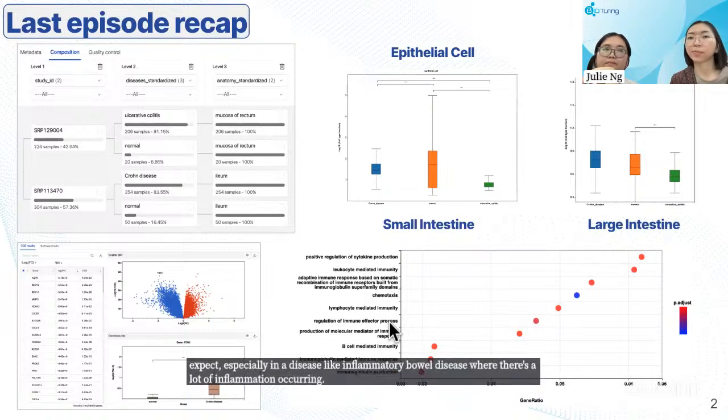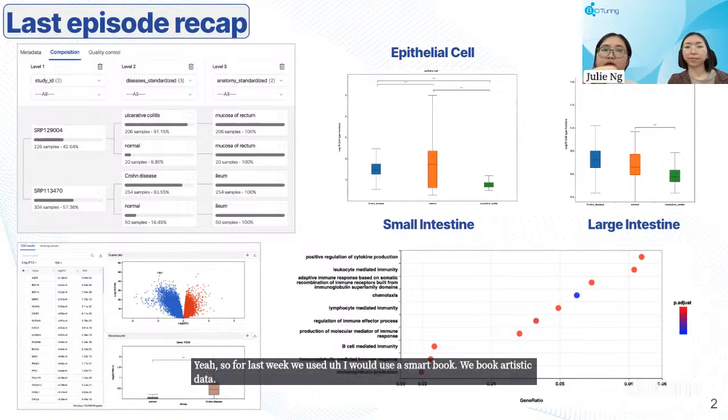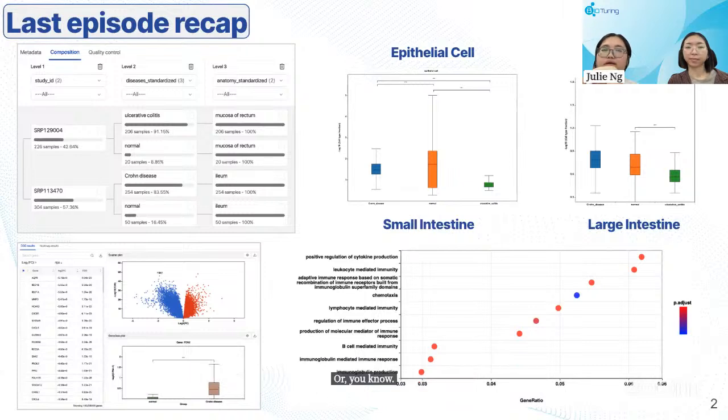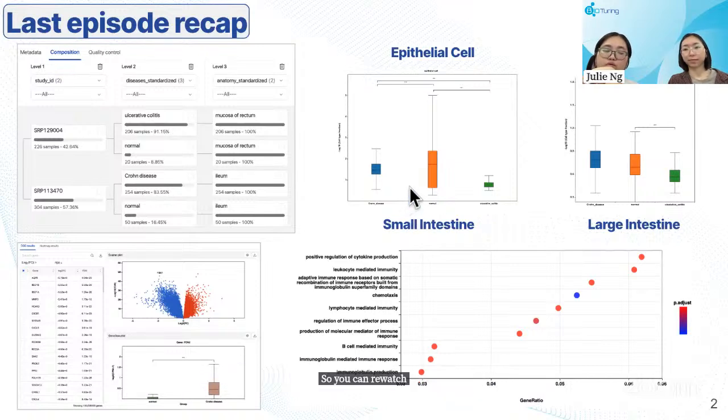Yeah. So for last week, we used bulk RNA-seq data. We explored IBD, one GI tract disease. We performed, as we can see here, DGE analysis, ANOVA analysis, pathway enrichment analysis, and we also performed the deconvolution here. So you can rewatch this episode on our YouTube channel.